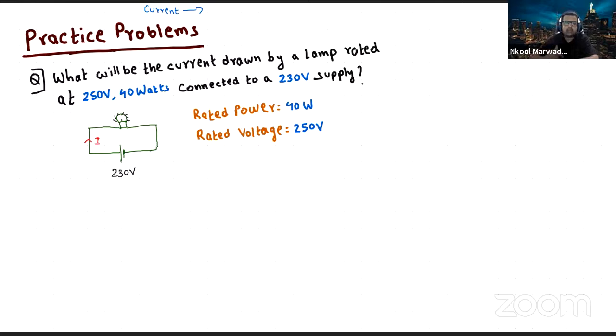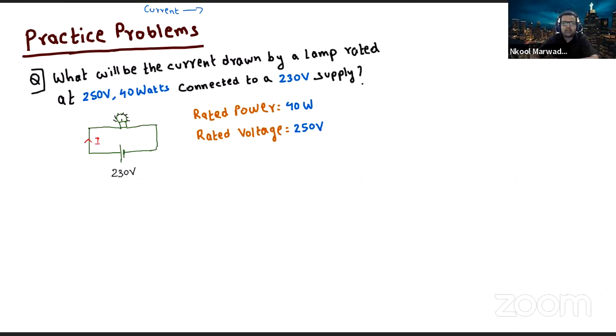Now see, ultimately, if I can calculate the resistance offered by this bulb, then I can apply Ohm's law. Why can I apply Ohm's law? Because it's a DC circuit. In a DC circuit, if you know the voltage and current, you can calculate the resistance. So the resistance offered by this bulb, I can calculate using the formula P is equal to VI.